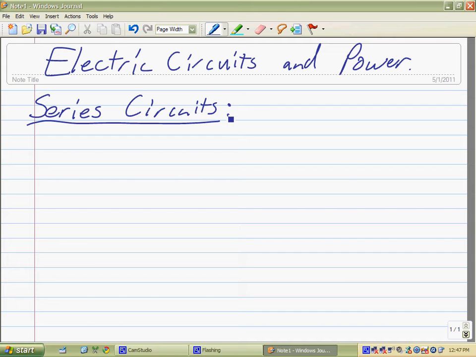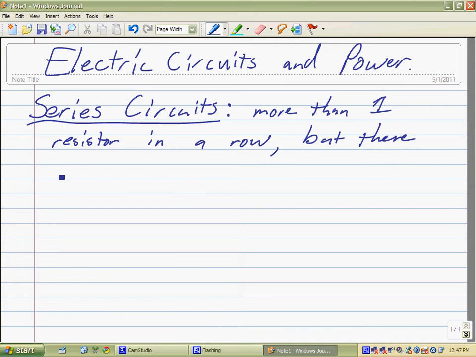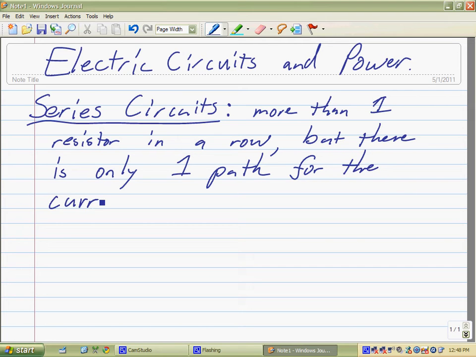Okay, so series circuits are electric circuits. That's a path for the electricity to flow. We talked about this. This is a special type of circuit where there's more than one resistor in a row, but there is only one path for the current to follow.